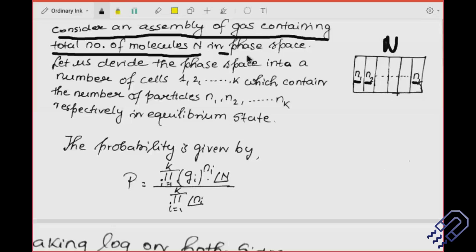In phase space. If you remember from classical mechanics, configuration space, phase space. Phase space means the path of the gas molecule can also be defined well. So you have an n-dimensional space, and let's divide this phase space. If you look into the diagram, you can easily remember it for exams also. You can divide the phase space into a number of cells, 1, 2, 3, up to k.